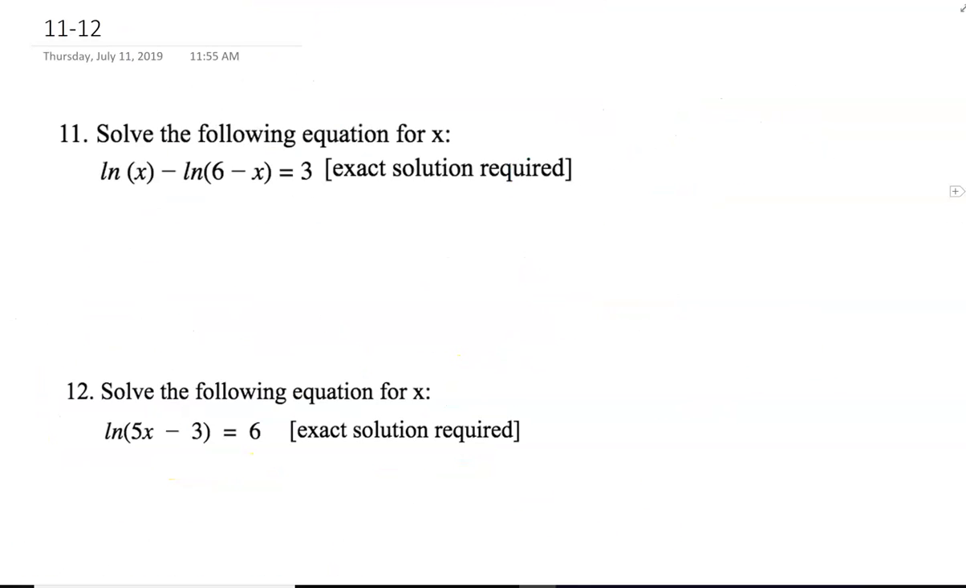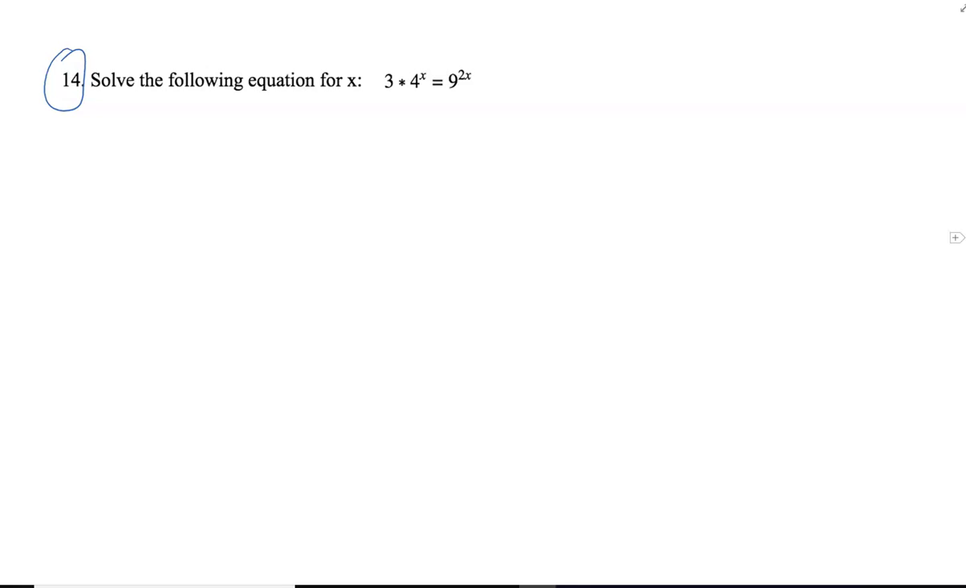Let us look at another problem. Let's look at problem 14. Solving this equation for x, we have 3 times 4 to the x equal to 9 times 2 to the x. So if we take ln of both sides, ln of 3 times 4 to the x is equal to ln of 9 times 2 to the x.